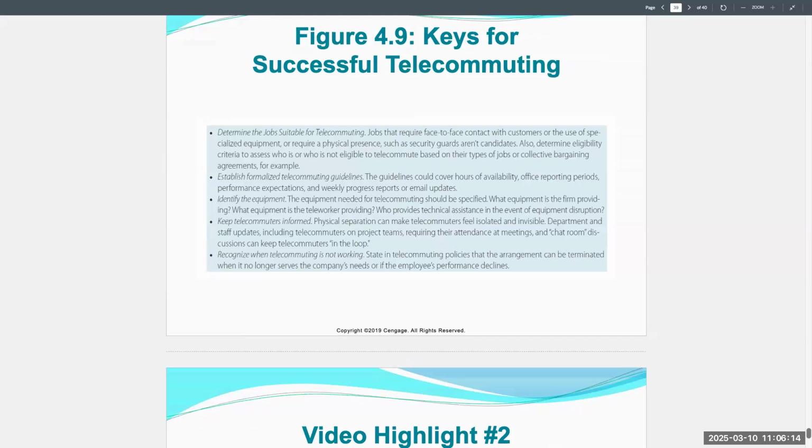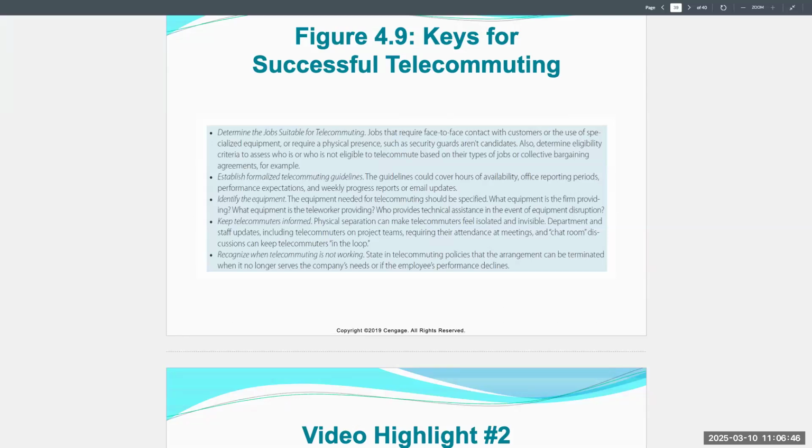Some things you can use for success are determining if jobs are suitable for telecommuting. Not every job can be performed remotely. Some things that require hands-on work or specialized equipment may not be the place for telecommuting. But maybe, let's say you are running a construction company and the person who's doing accounting does not have to be on site. That could be something that could be remote in that instance. So these are things that you can look at as well.